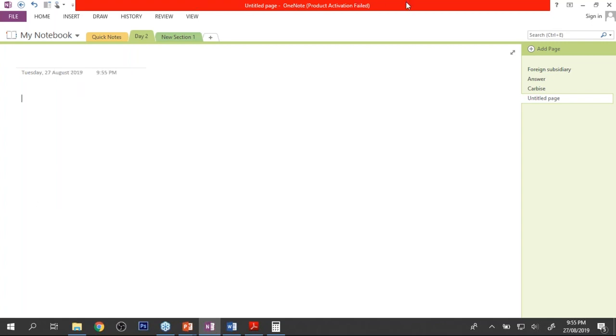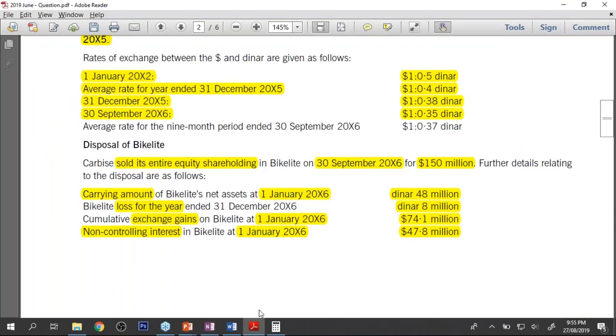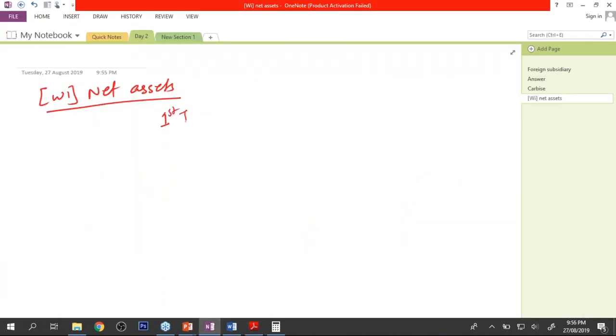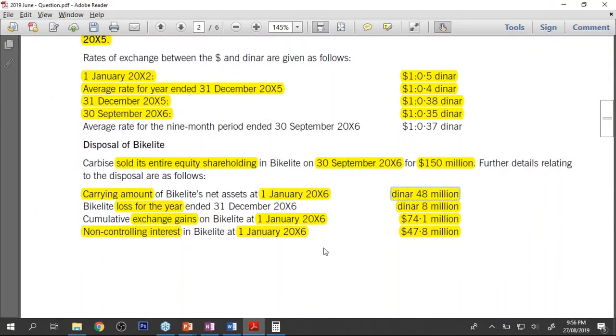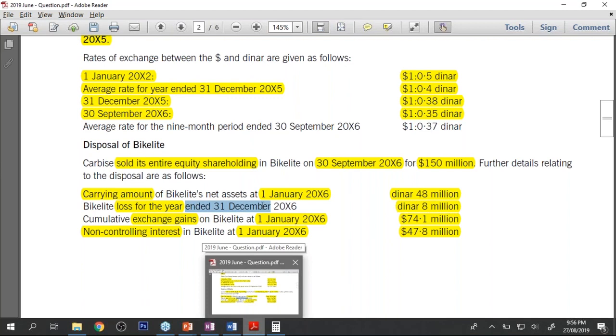So let's write it down. And now we are solving basically working one, which is the net assets. We need the net assets we have on 1st January, so I'm writing 1st Jan 20x6, and then we need to write it at 30th September 20x6. Now the carrying amount as per the question at the start was 48, and the loss according to the question was 8 for the year ended 31st December 20x6. This means this is a loss for the entire year.